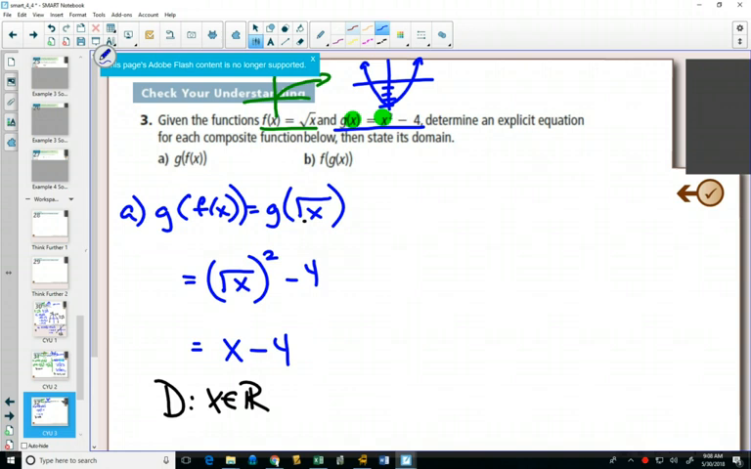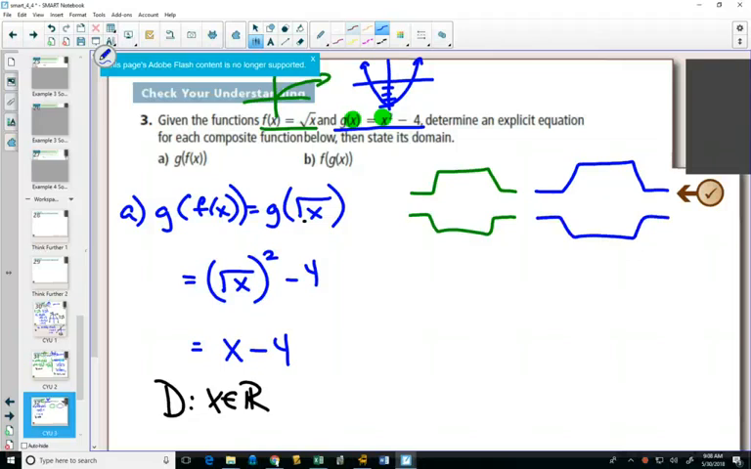If you think of it this way, what does g of f of x mean? If you go back to your father's shop, he's got the two functions. The f of x function, which is the green one, would be first, and then the g of x function would be second. And this one is the square root of x, and this one is x squared minus 4.